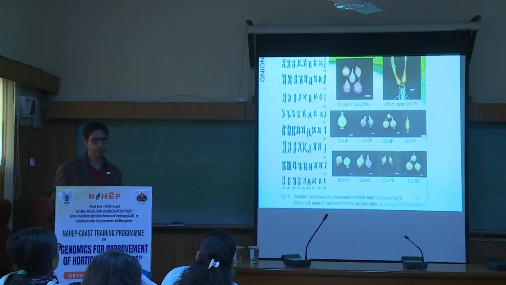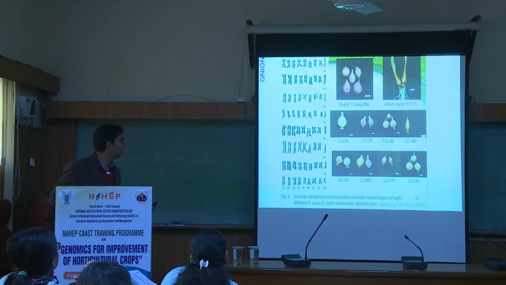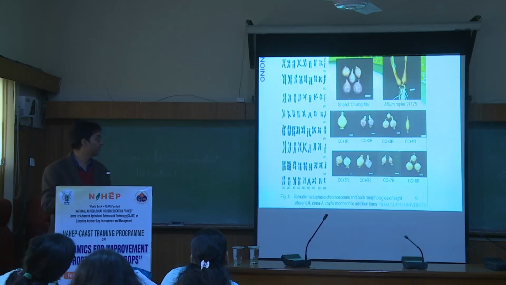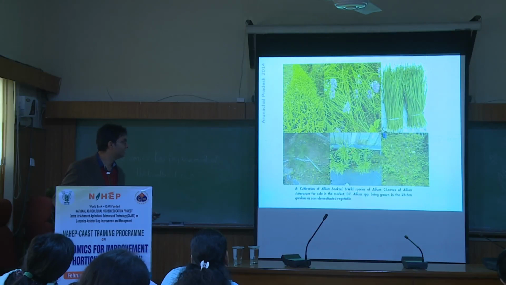And then you must have heard about monosomic addition lines. In these lines, there is one chromosome of Allium roylei, different chromosomes. They have made these Allium addition lines, which you can use for your pre-breeding program also.